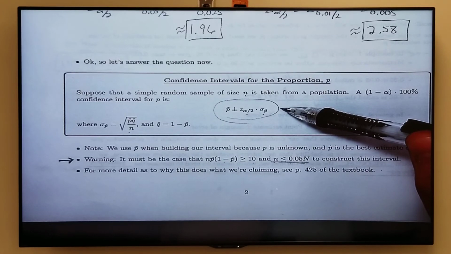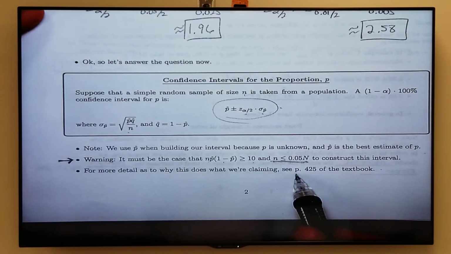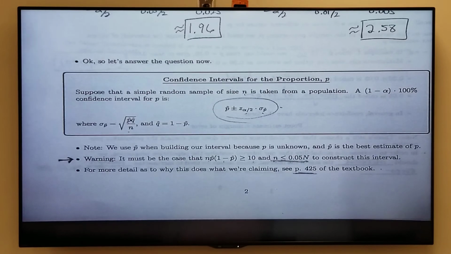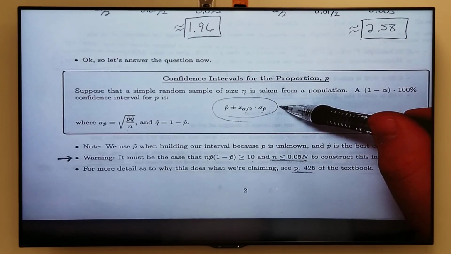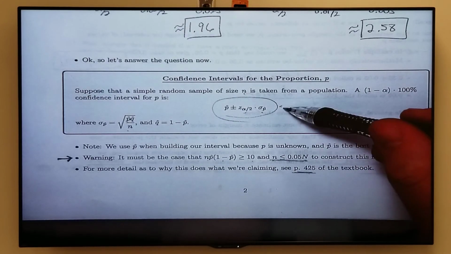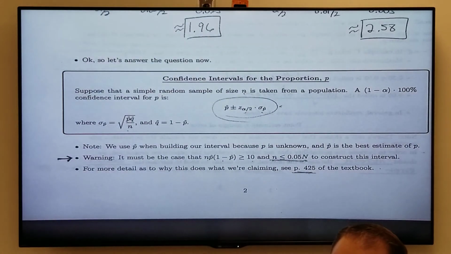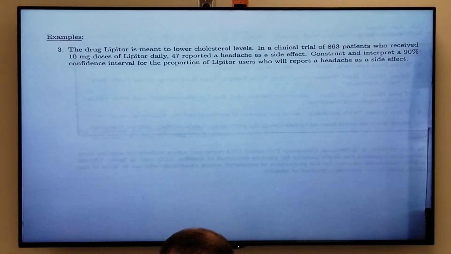You have the tools that you need in order to understand that. So if you're interested in understanding how we get this formula, take a look at your textbook. Page 425 of your textbook contains the derivation of this formula. So if you want to know why this is the interval that does the trick, you can take a look at that page. But I'm just going to show you how we apply this formula, and how we interpret it as well. So let's look at an example, and I'll start a new video.